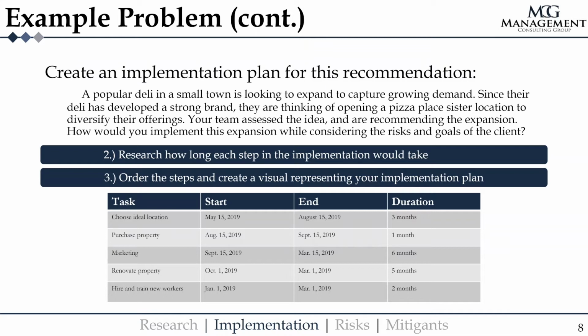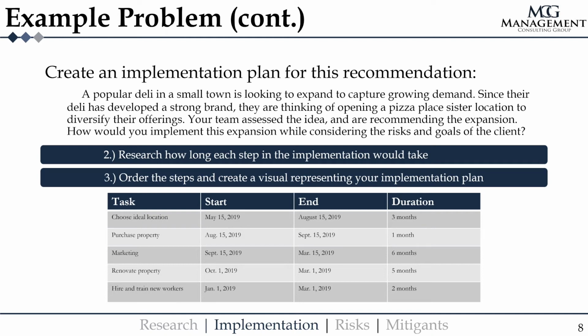And finally, step 3, order the steps and create a visual. So here we made a table. As I said before, the one thing missing from this table is that launch, which is a very important part of your implementation, because if you never launch the pizza place, you're never going to actually get any revenues, and your whole recommendation doesn't really have a point. So on here, you can see it doesn't say that at all. That's the biggest drawback of this table format.